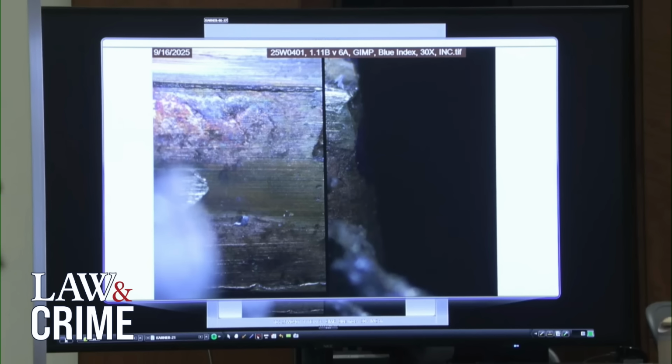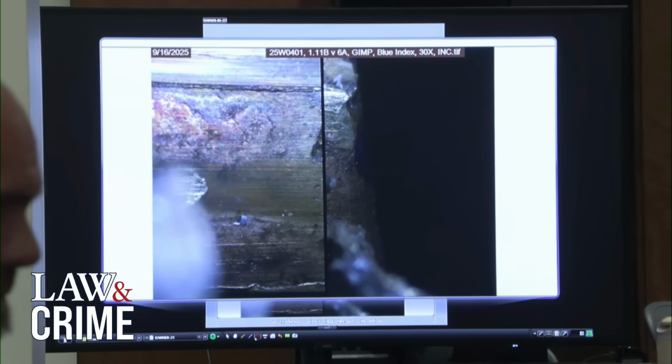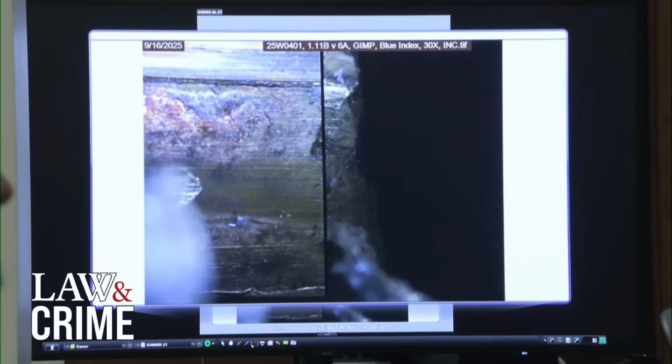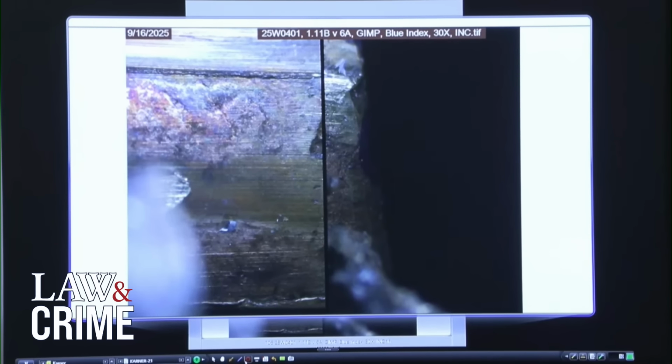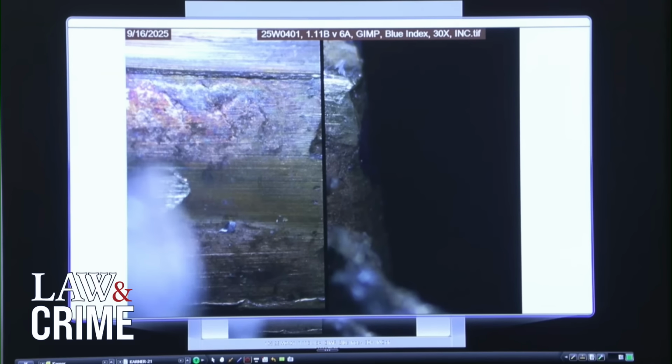And what does the writing on the top mean, blue index GIMP? So the first number there is the laboratory case number. Then next, 1.11B is going to refer to the specific test fire that's on the picture. And then V versus 6A, that's the evidence that's also pictured. GIMP stands for groove impression, so I'm looking at a groove impression in this photo. Blue index means I'm specifically looking at the groove impression that I have put a blue indexing mark on so that I know where I am during the comparison process. Okay.